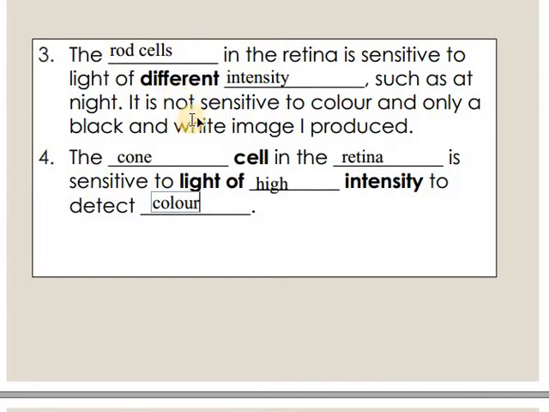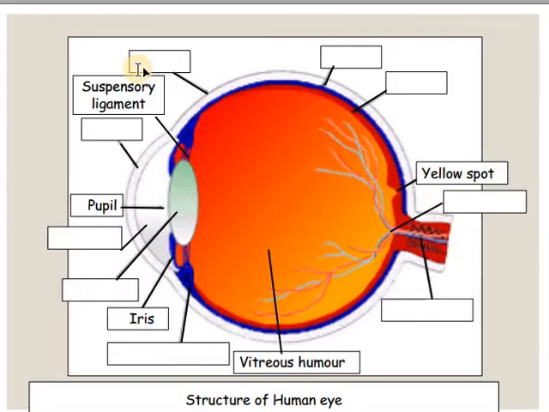Okay, now let's look at the structure of the eye. This part is very important, and you must know the names of all the different structures. Okay, so we start from here. This part, the outer layer, this thin layer outside here, is called the sclera. And then under the sclera we have the choroid.